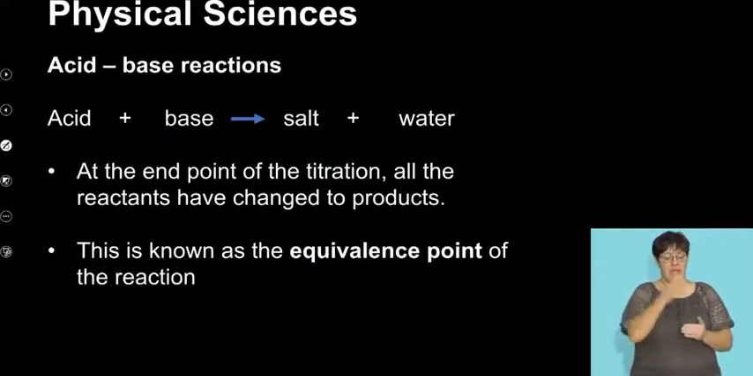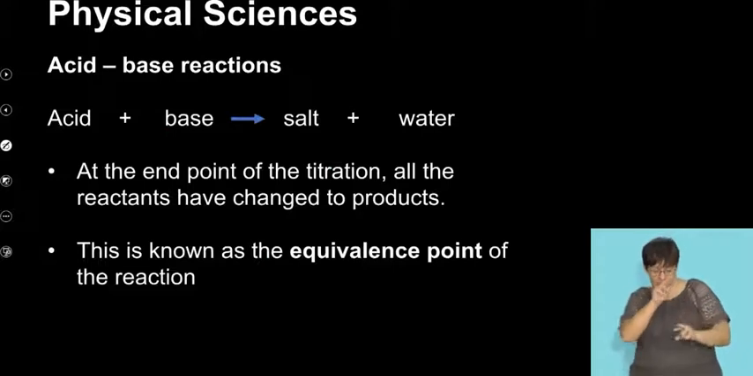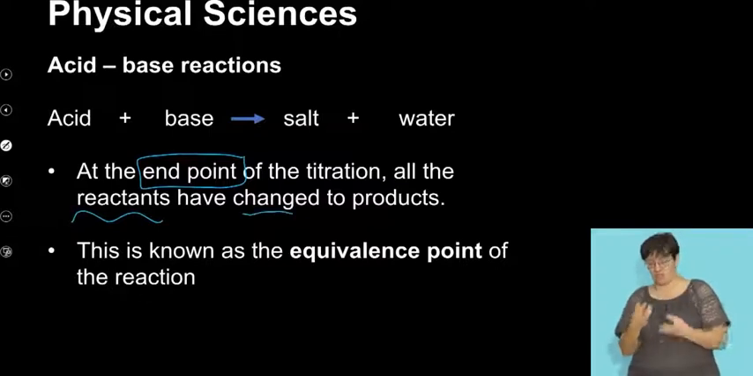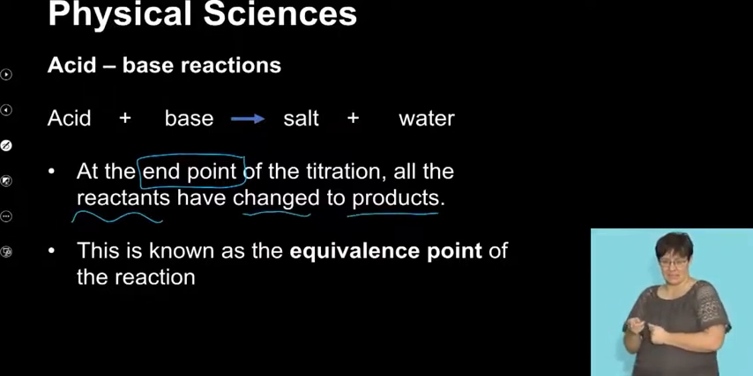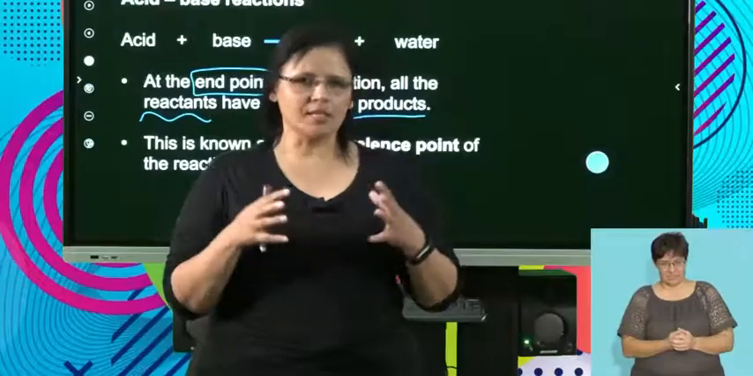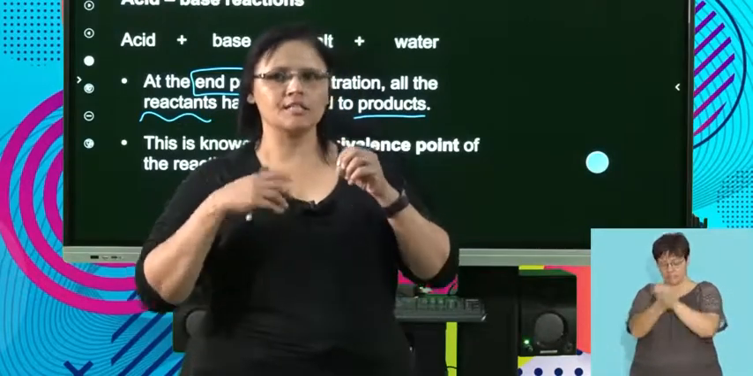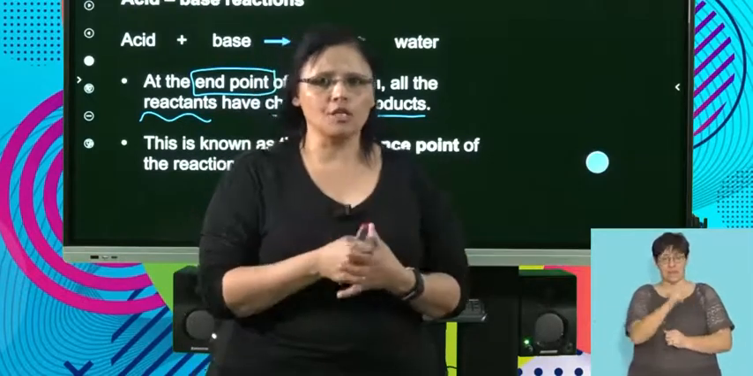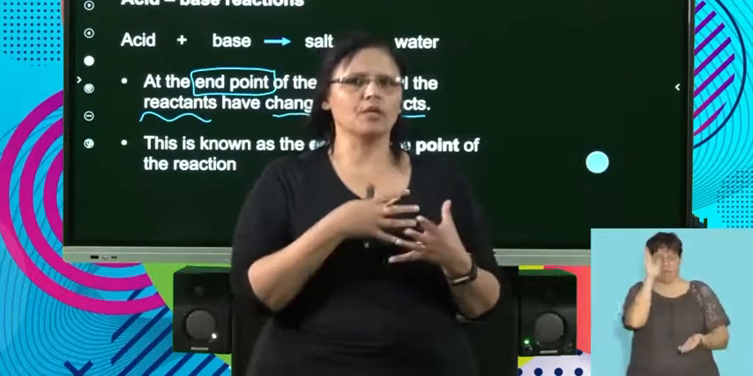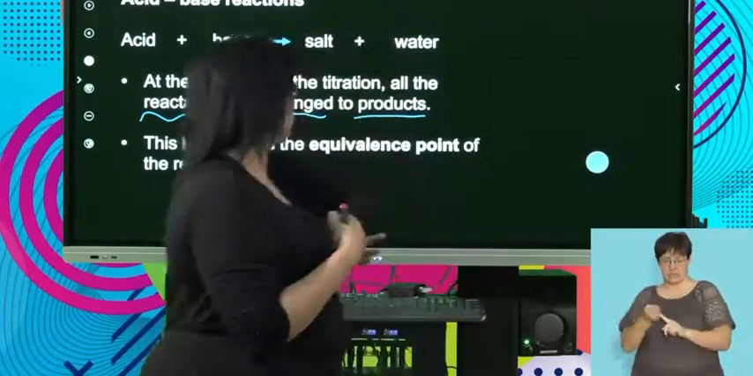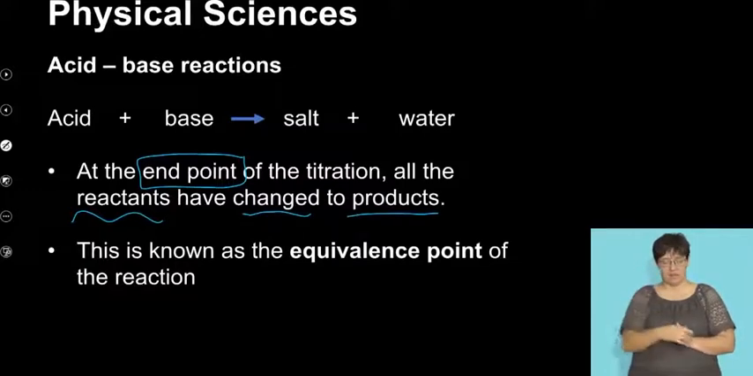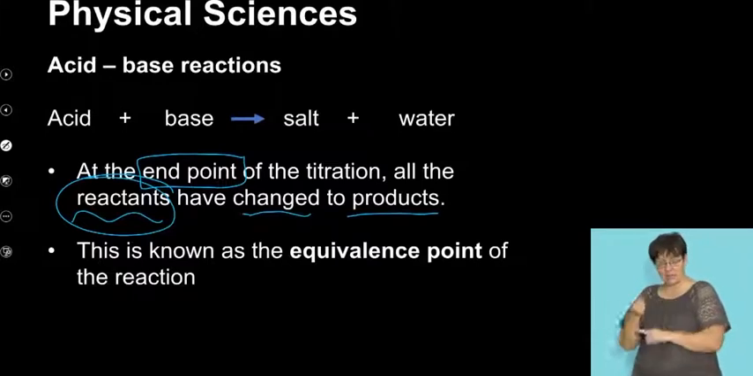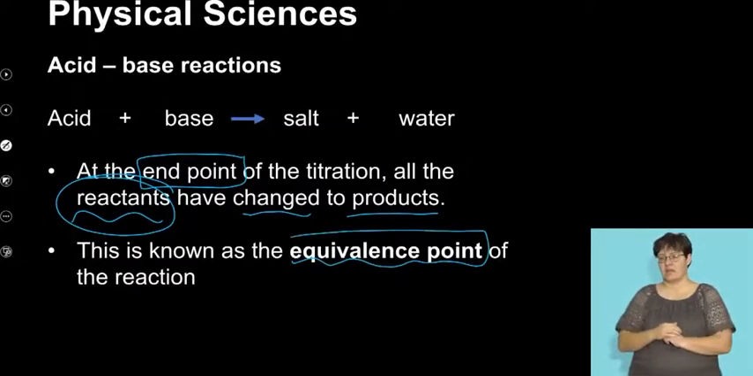When we have the endpoint of a titration, that endpoint means that all the reactants have changed to products. So at that endpoint, there's no reversible reaction. It basically means that A plus B has now formed C plus D, and that one of your A or B is used up. That's the only way that we know we now have an endpoint. So this is also known, when all the reactants are used up, as the equivalence point.